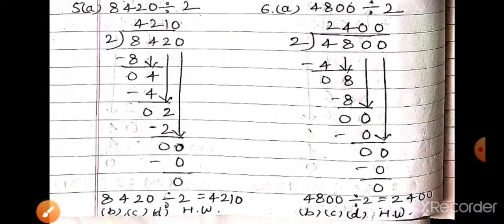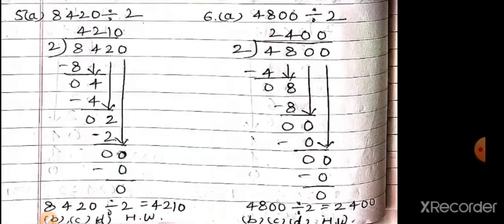Now question number 6, A part: 4800 divided by 2. So first 2 2 ja 4, then 2 4 ja 8, then 0 times, again 0 times. Okay, so answer is 2400. Now BCD is your homework.